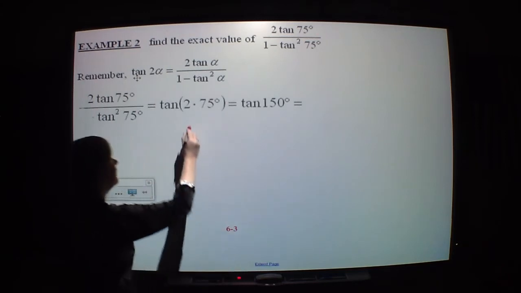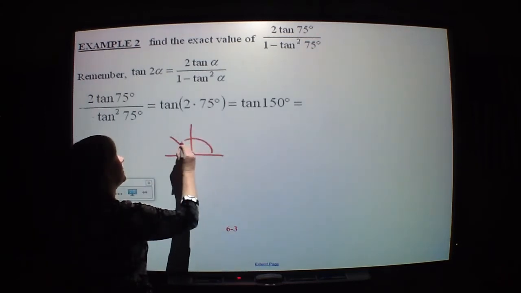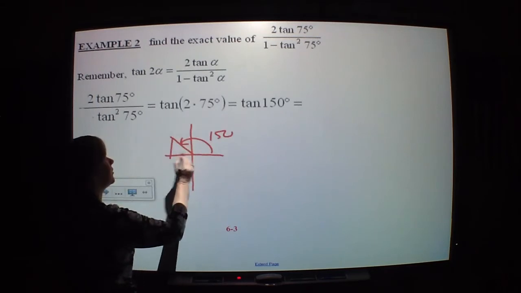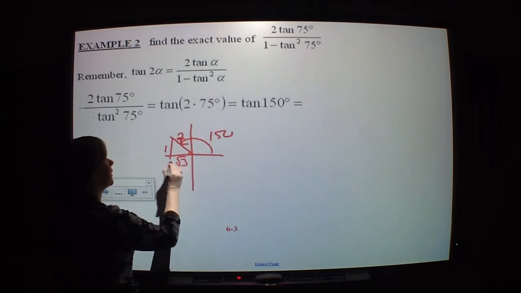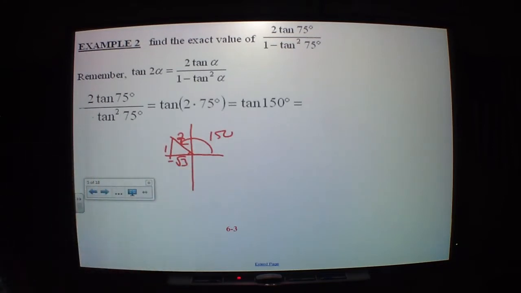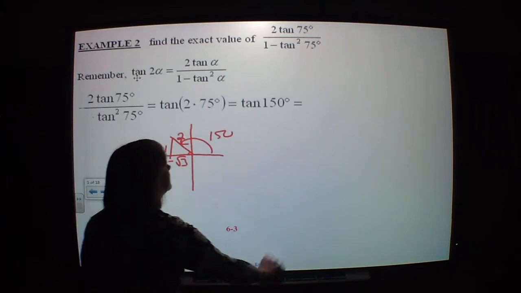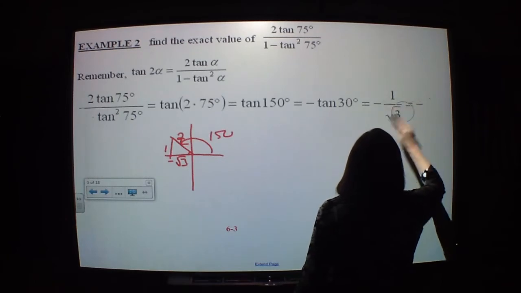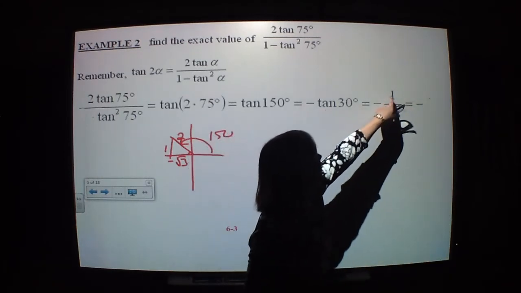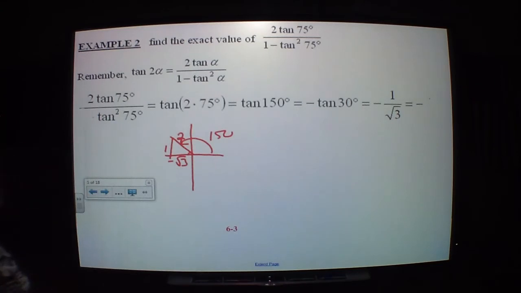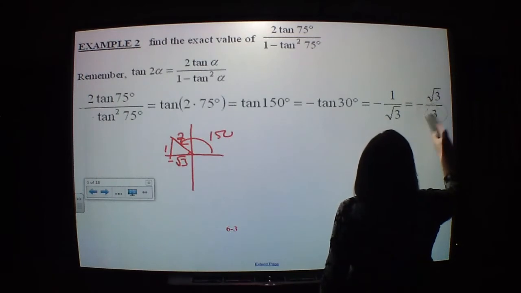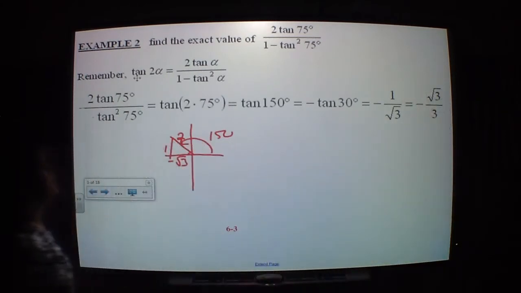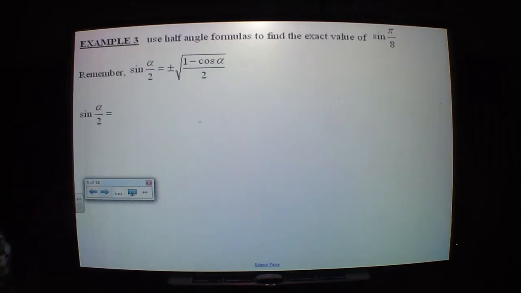And when you're doing 150, 150 is in the second quadrant with a 30-degree reference angle. 1, 2, radical 3 are the sides. Tangent is opposite over adjacent. I wrote negative tangent 30, but it's opposite over adjacent. You don't have to write it that way. Negative 1 over radical 3. Get the radical out of the bottom, and it's negative radical 3 over 3. And you're done. Let's do another example.